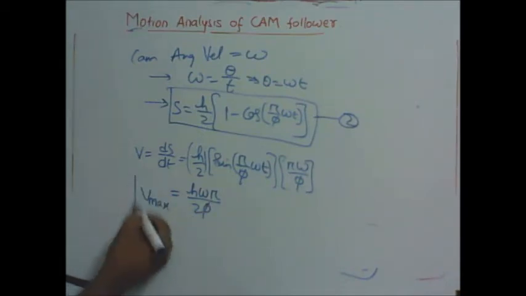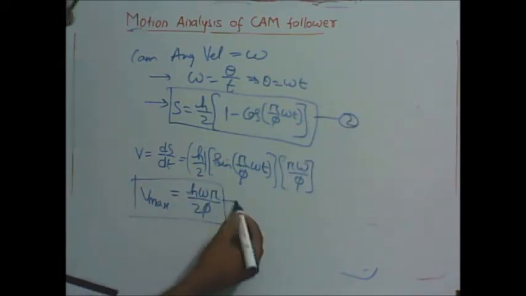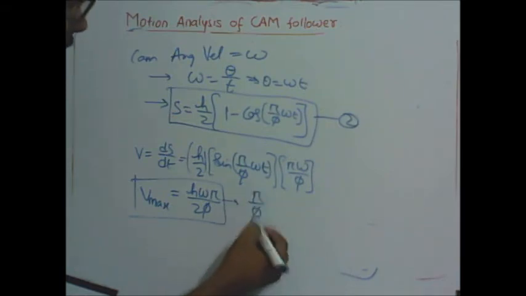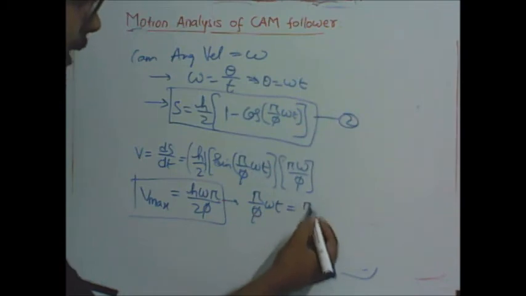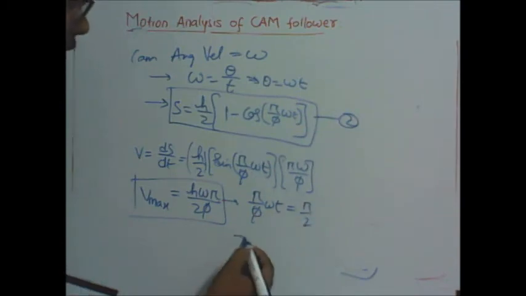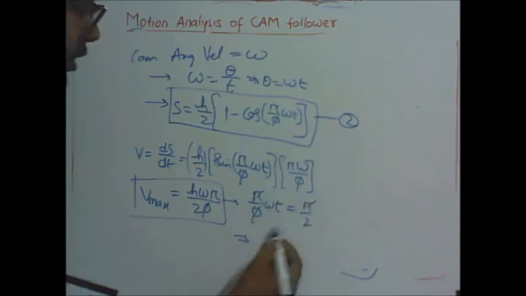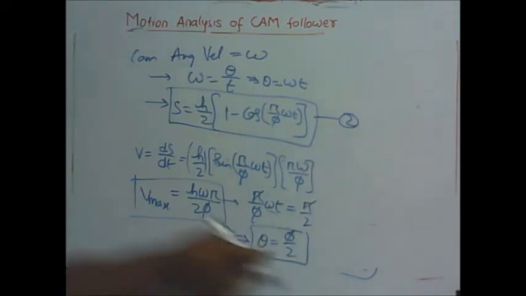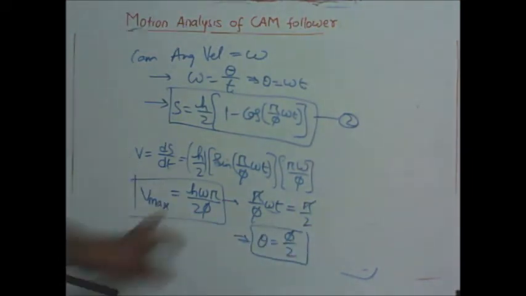Okay, so this is the Vmax, and where does it occur? When pi by phi into omega t equals pi by 2, 90 degrees, which implies omega t, which is nothing but theta, equals phi by 2. So at theta equal to phi by 2, we get maximum velocity, h omega pi by 2 phi.